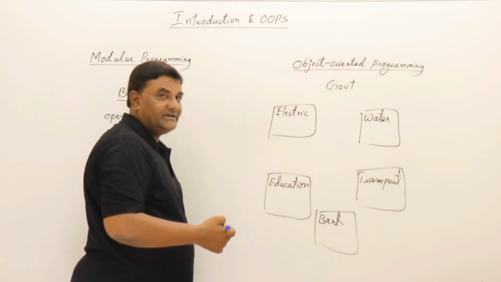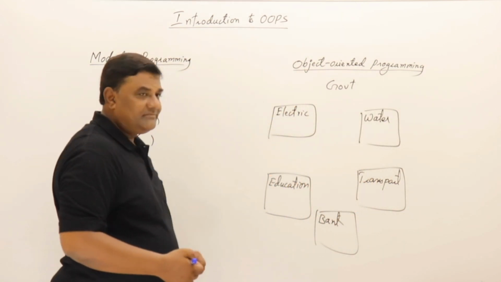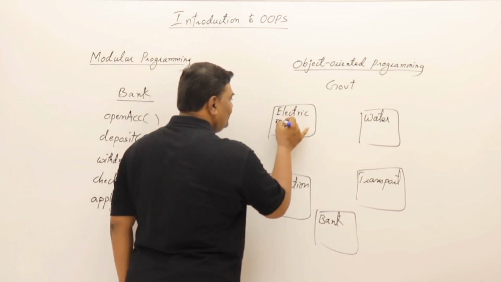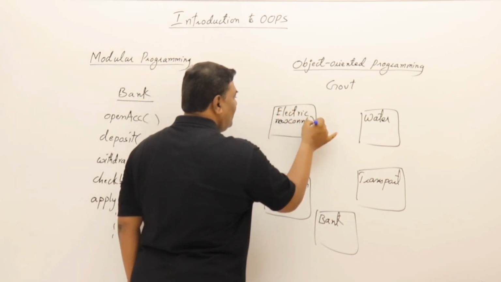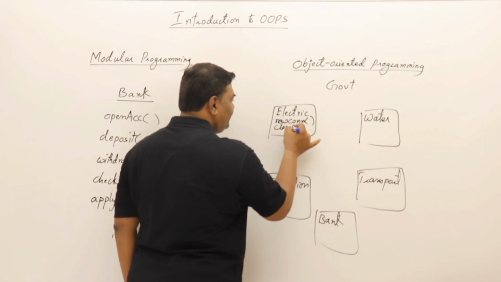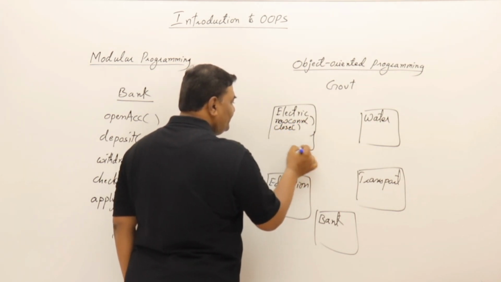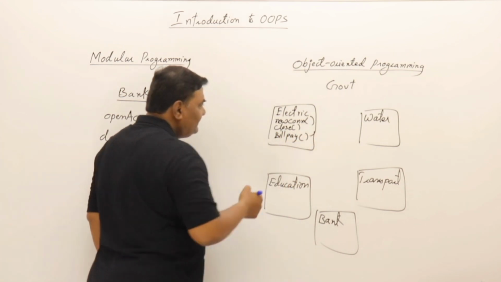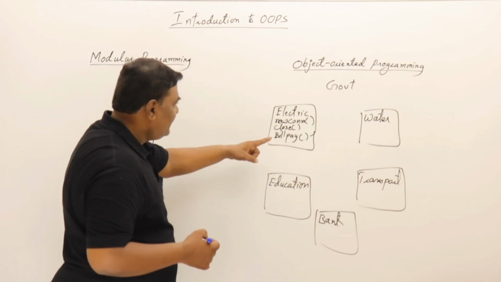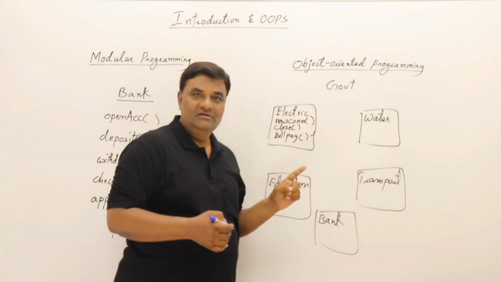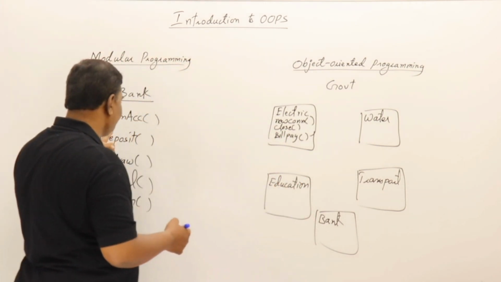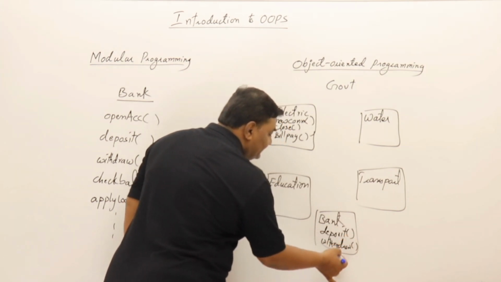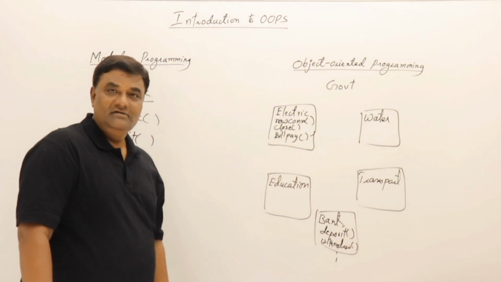So all these are departments. Now what you can do in this department as a user, you can apply for a new connection, or you can close your connection if you have extra connections, or you can make a bill payment, bill pay. Then what are these? These are functions belonging to this department. Same way, bank is also there, so the same functions, deposit and withdraw, all those things. So these things come as functions of the bank.